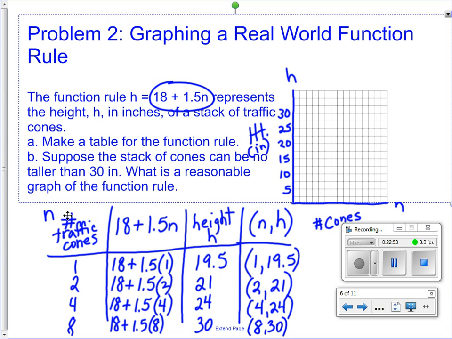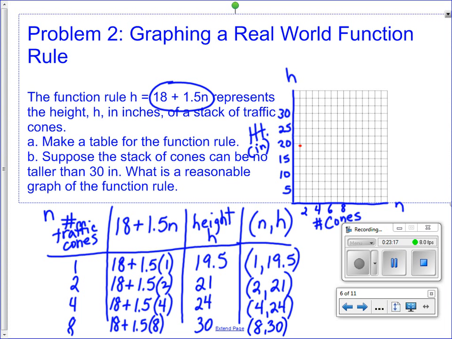Number of cones, looks like we're going from 1 to 8. We'll just use every square as being representative of one cone. So I'm going to number every other one. All right, and let's graph. We have 1, 19 and a half, so it's going to be very close to the 20.